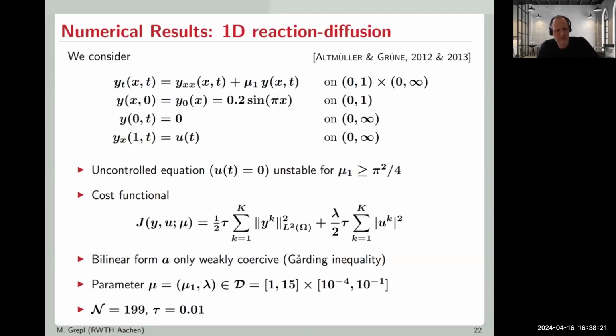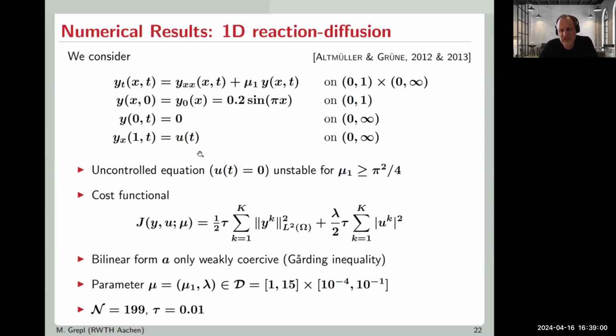So let me get to some results. The first one is a simple 1D reaction diffusion equation taken from a paper here by Altmüller and Grüne, who actually used the idea that I just mentioned originally for PDEs, just without model order reduction. We know that the uncontrolled equation is unstable for mu1 greater or equal to pi squared over 4. Our cost functional, again, we would like to stabilize y to 0. In this case, it's a stabilization problem. So we have the cost of y in the L2 norm plus the cost of the control.